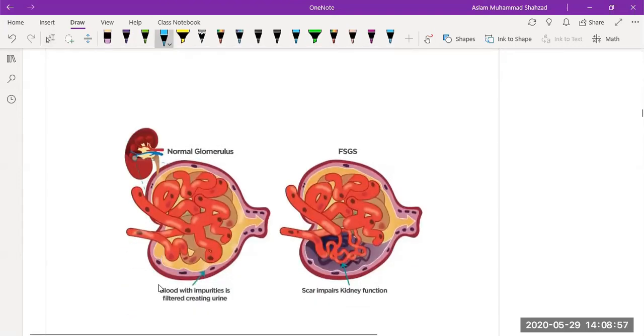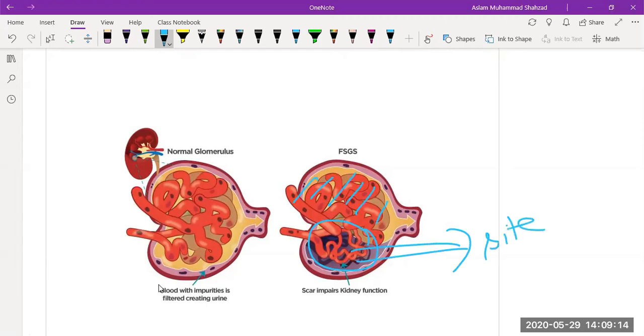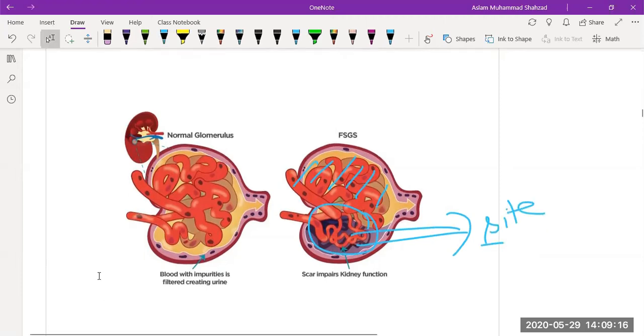This is a normal glomerulus, and this is the focal segmental glomerulosclerosis, and you can see this is only affecting a certain section, a certain part, not affecting all. The other sections are normal. Only this certain side is affected. And what happened, we will discuss in detail.